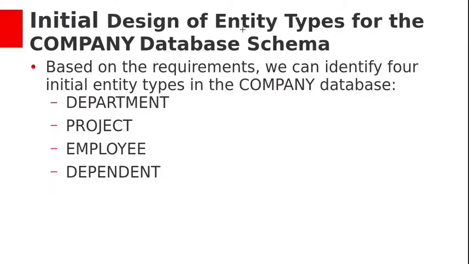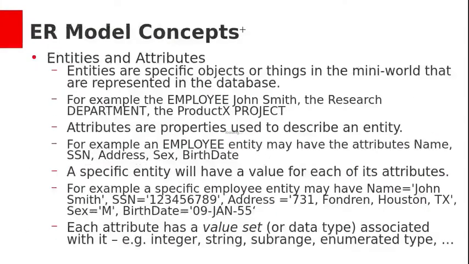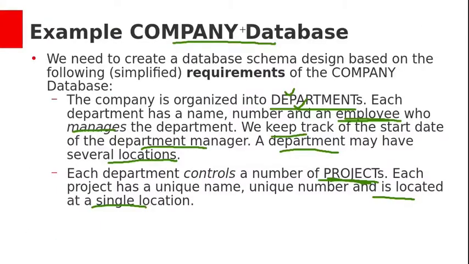We discussed entities and attributes. Now we can define entity types for the company database based on the given requirements. Initially we have seen some requirements for the example database. Company is organized into departments. Each department has a name, number and an employee who manages the department, and we need to keep track of the start date of the department manager.